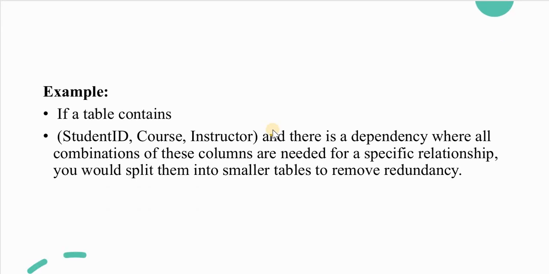For example, here the table contains student ID, course and instructor. There is a discrepancy when the combination of these columns is needed for a specific relationship, right? So I can split into smaller tables to remove this redundancy. I can have student ID and instructor, course and instructor as a separate table, or student ID and course as a separate table, student ID and instructor as a separate table. I can further divide this into smaller ones to avoid the join dependencies.